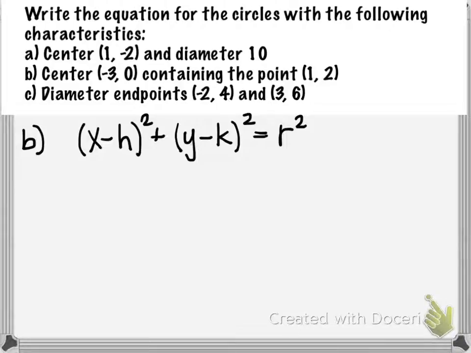Part B, we also have the center. We know the center is at (-3, 0), but this time we don't have the diameter or the radius, but rather we just have a point that lies on the circle. So the circle contains the point (1, 2). That means that this point (1, 2) lies on the circle. So I would still recommend starting with the basic equation for a circle, and in fact I would write this equation down every single time you use it. That's just going to be a strategy to help you remember it.